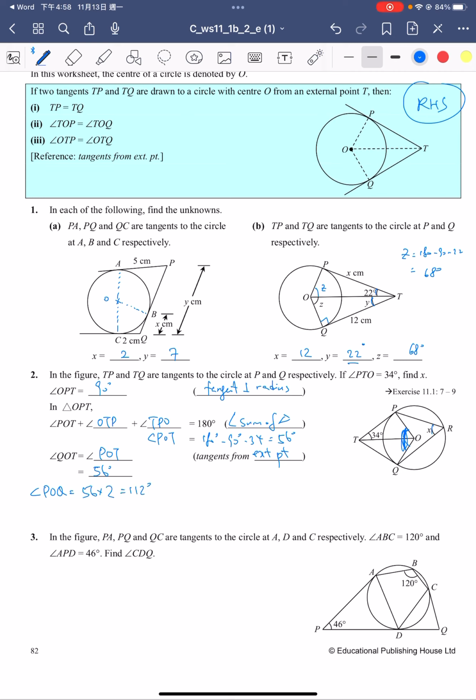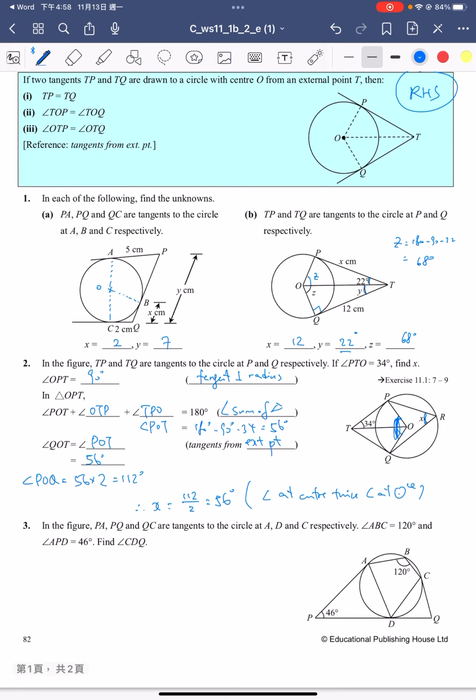So we can say this x. We can use the angle at the center twice angle at the circumference, isn't it? Because this angle at the center is watching this arc PQ, and this PQ is being watched by this x as well. So we can say that x is equal to 112 divided by 2, which is 56 degrees. Then we can say this is by using the angle at the center twice angle at the circumference.